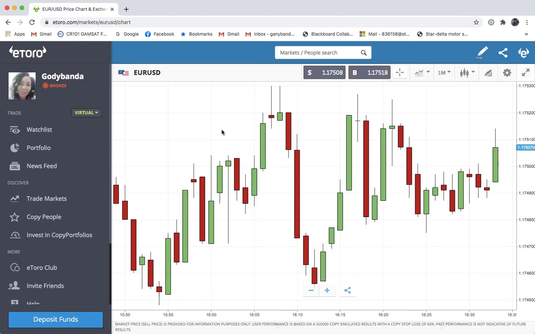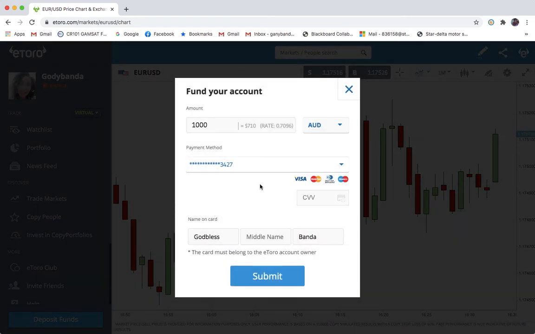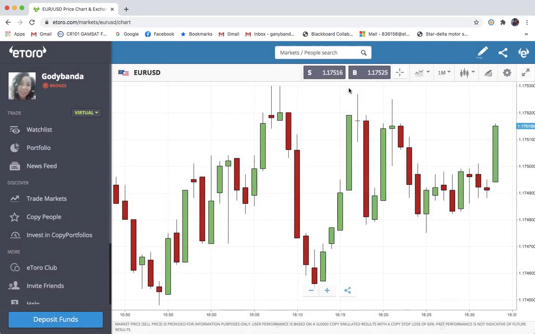Keep on practicing until you feel confident that you now want to deposit your money. If you want to deposit your money, you just click this button here, deposit funds, and then a form will come up. You fill in the amount that you want to deposit and then your name on your card, and then you submit, and then your account will be loaded with money. So I recommend that you start only with 50 US dollars. eToro uses US dollars, so all the money will be in US dollars.